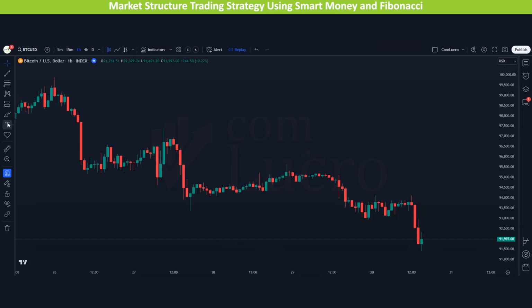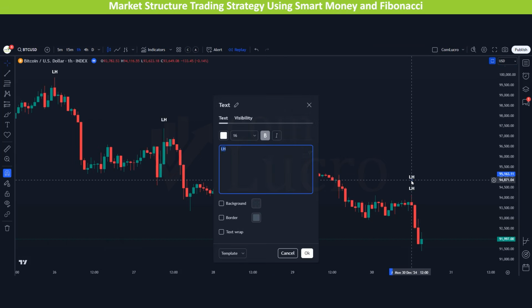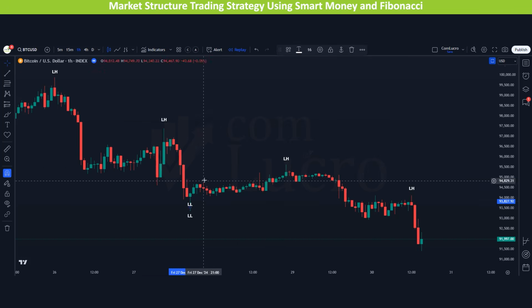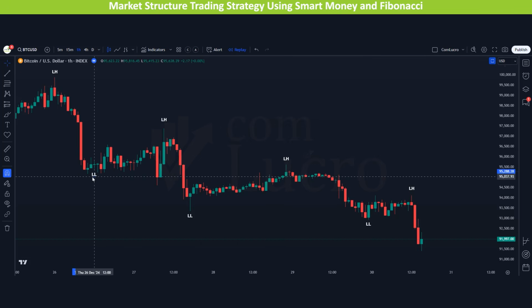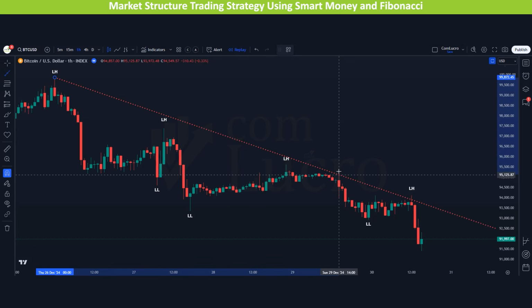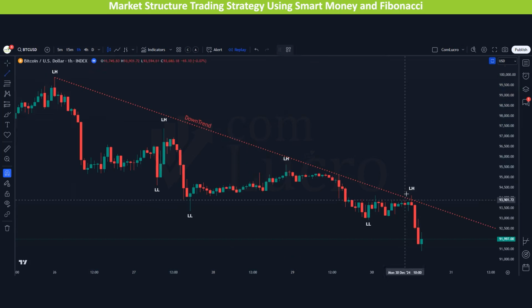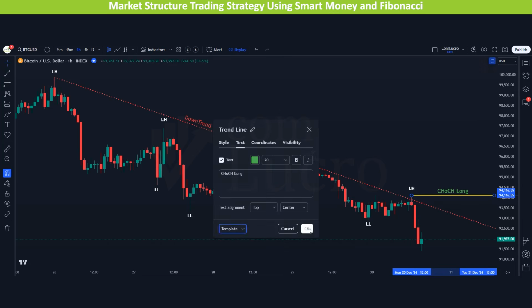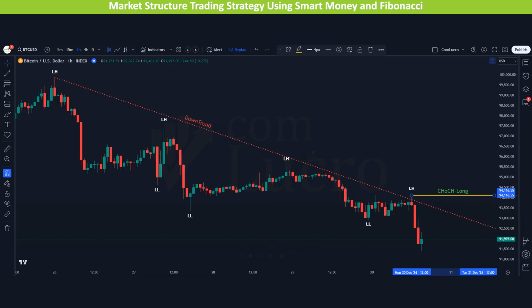Let's now analyze the market structure, which is currently in a downtrend, and wait for a shock to signal a potential shift before considering buy opportunities. As you can see, I'm marking the lower highs, LH, and lower lows on the chart, along with the descending trend line to highlight the bearish momentum. I'm also identifying where a possible shock might occur. This is a critical area where the market could indicate a reversal or change in sentiment.